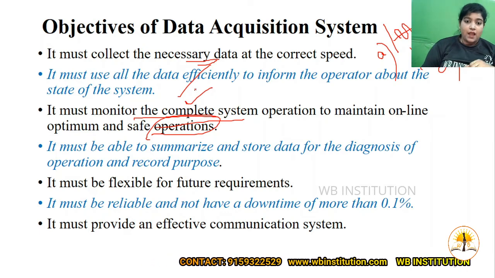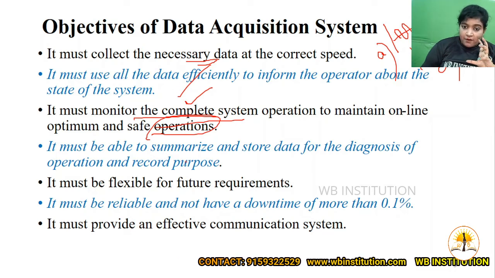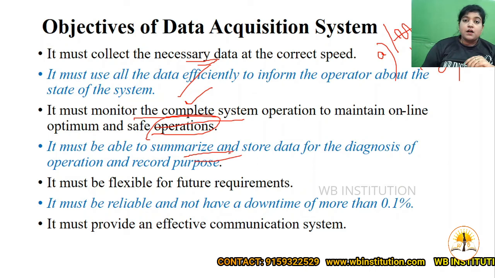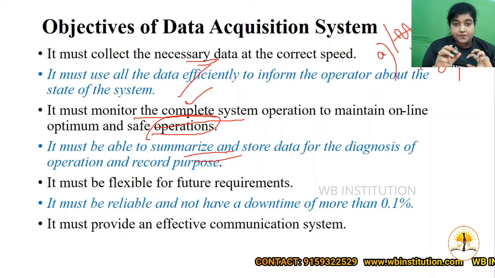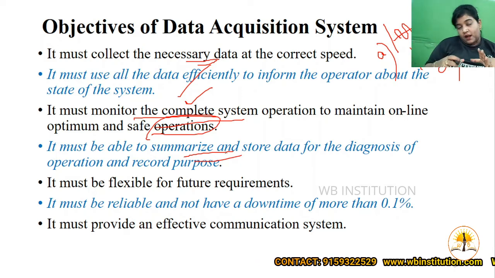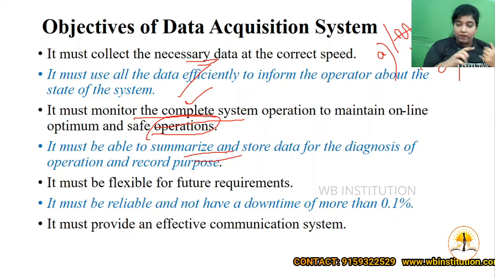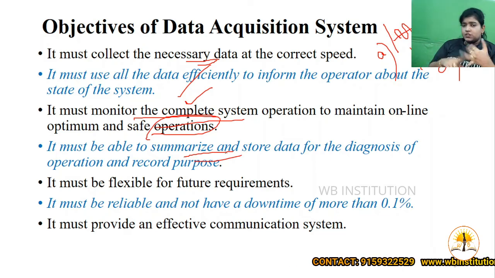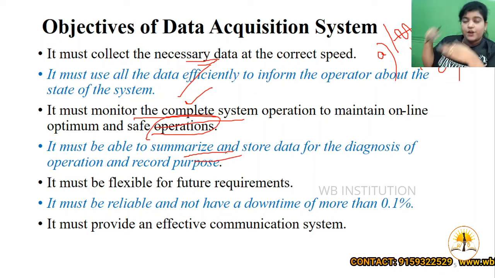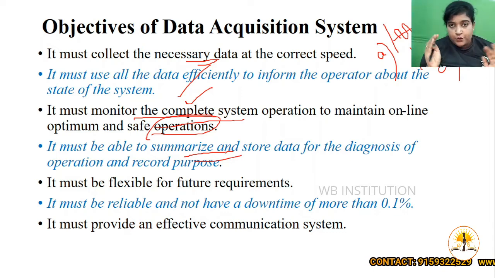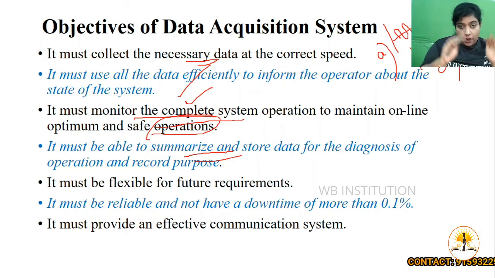Fine. Now the next one is that it must summarize and store the data when it is diagnosing the operation, for record purposes. If I consider my output area, what will be in your output area? You'll be having your recorder and your storing unit, right? In that area, after all the processors, the data is recorded or stored in that particular unit. But the data acquisition system has to collect the correct data, and it has to summarize it for proper storage.